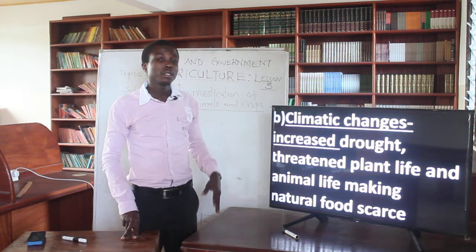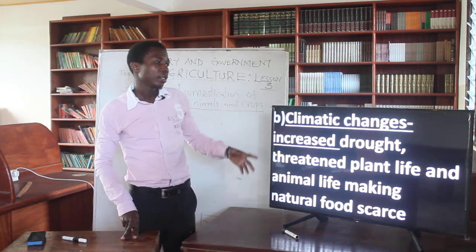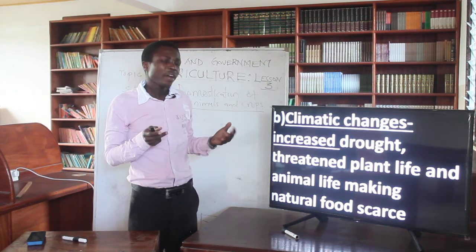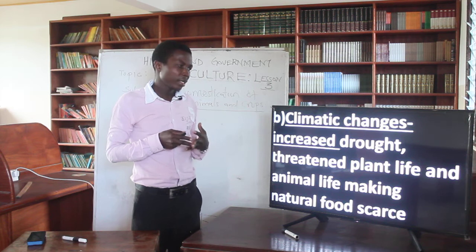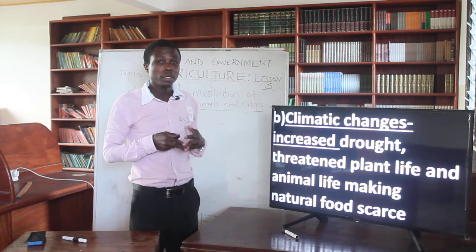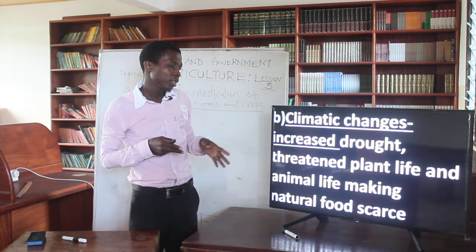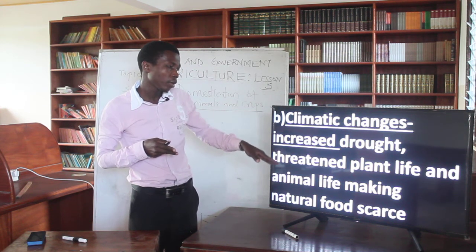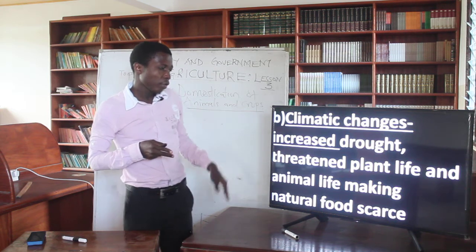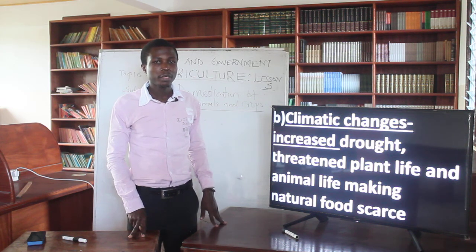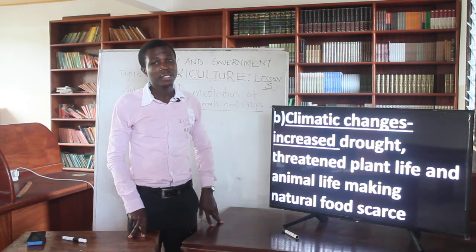For example, it reached a time whereby in the bushes or the savanna grassland, fire breakout could be witnessed, and that was scaring away the wild animals, and therefore they could not get food. So when we talk about the climatic changes, increase in drought, the drought threatened the plant life and also animal, making what? Natural food scarce. Scarce means limited. The food was not enough, and that was due to drought and also natural fire. So that is all about climatic changes as the second reason.